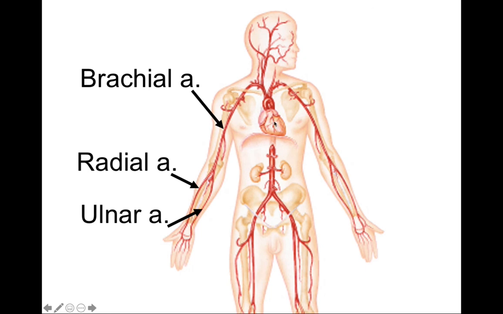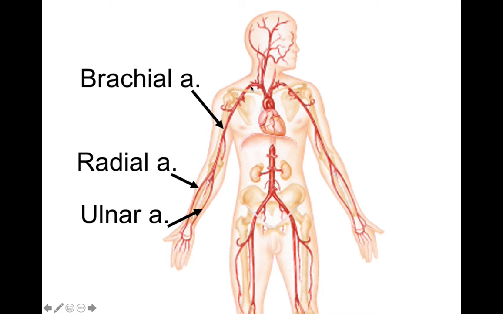Many of the blood vessels on this picture should be fairly familiar. We've learned about the ascending aorta, the arch of the aorta, the thoracic descending aorta, and the descending abdominal aorta. The branches off the aortic arch in the human are the brachiocephalic artery, the left common carotid artery, and our left subclavian artery. We also have our right subclavian artery over here, and our right common carotid artery shown here.